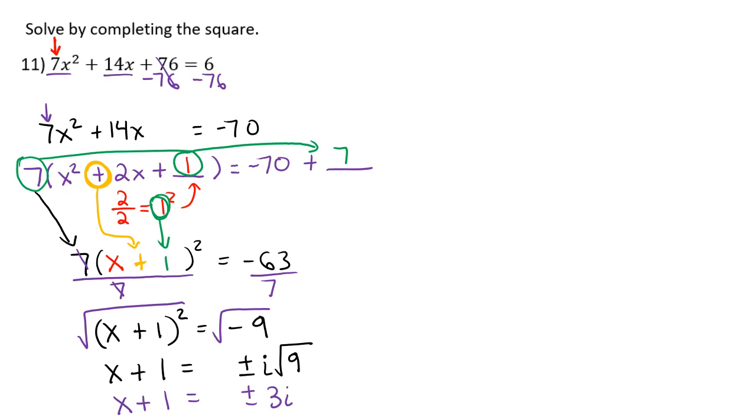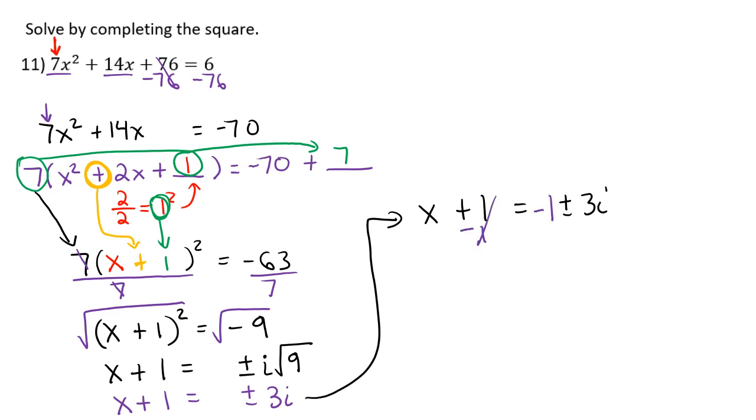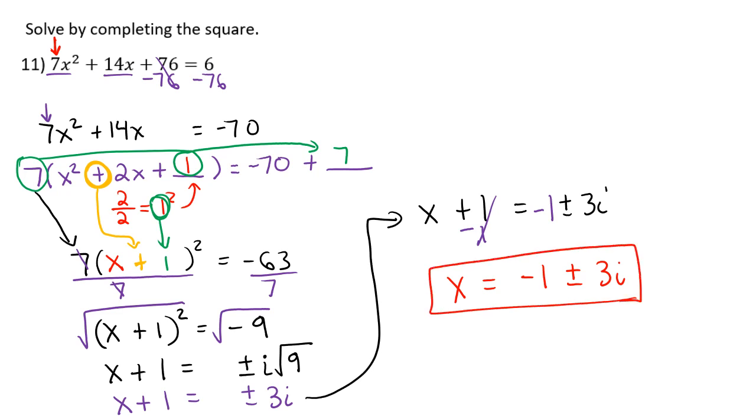We want to go ahead and get the x by itself. So we're going to move that over here. So we are going to minus the 1 over. So we're going to end up with x equals negative 1 plus or minus 3i. Now, since there's an i in this problem, we're not going to split the problem apart and find the two separate answers. We can just leave it in this form.